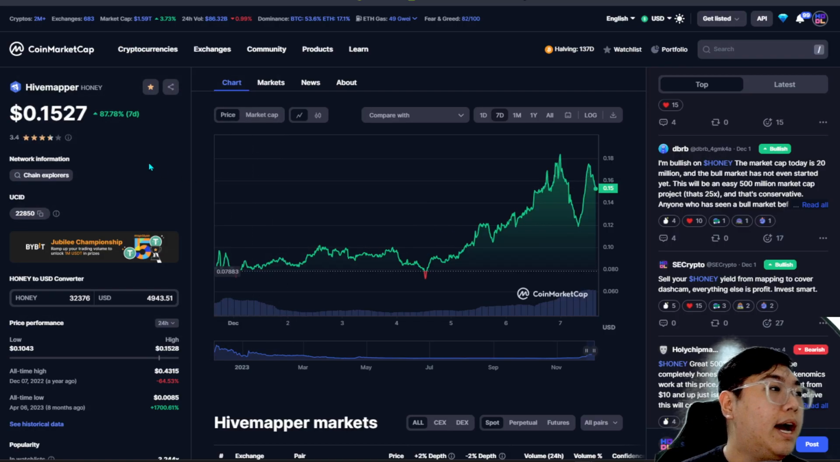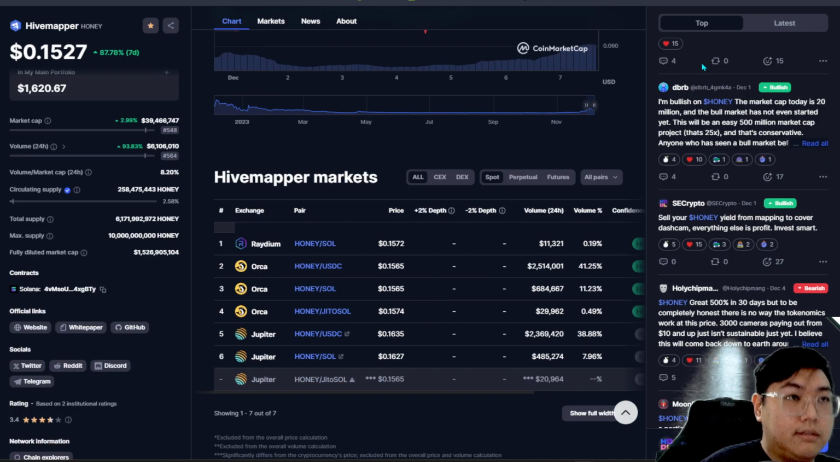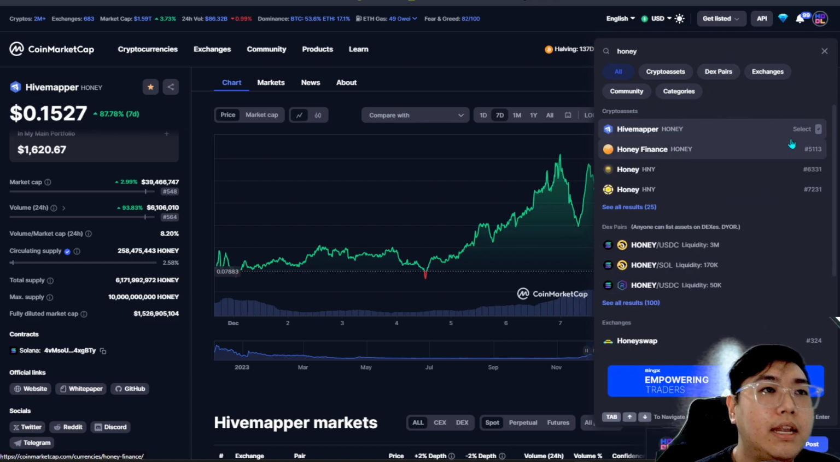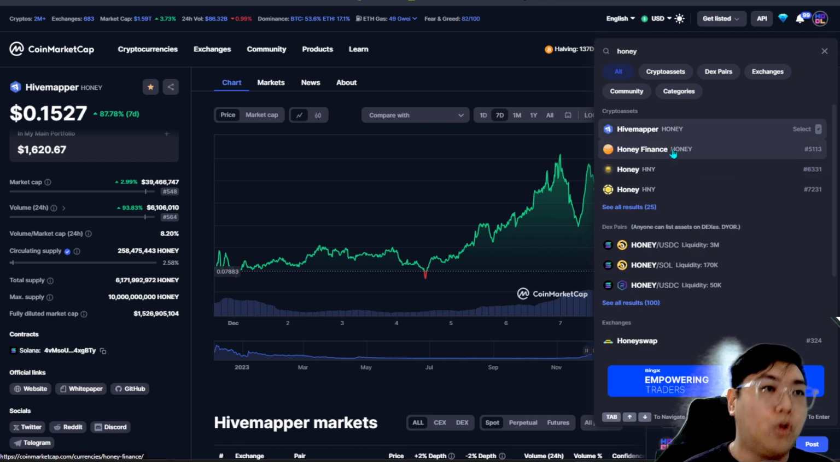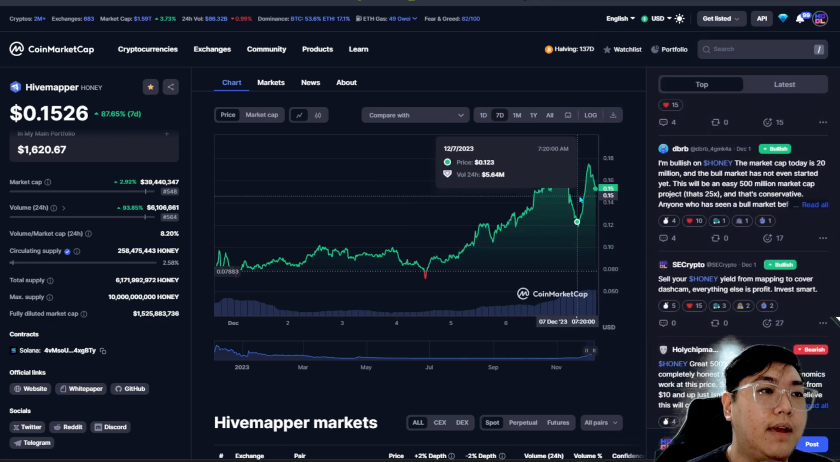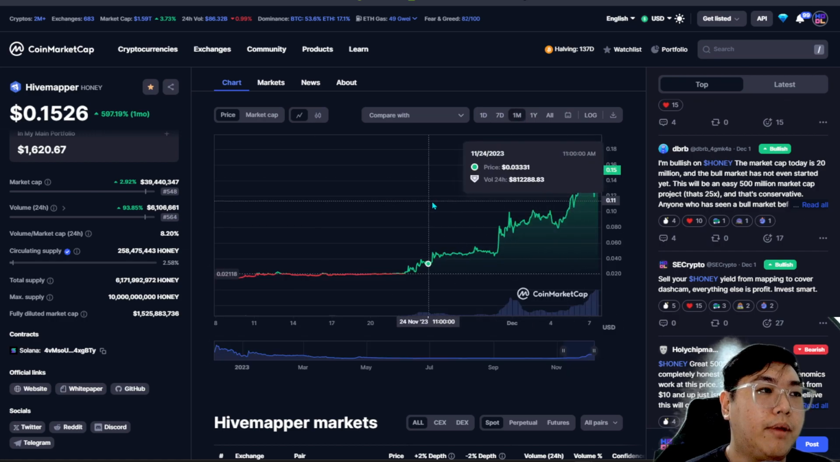But of course, as of today, Honey token itself is currently ranked, where is it? Can't really see the ranking, but I'm just gonna type it in. So here, Honey token itself is ranked 531 on CoinMarketCap. And of course, we can see that the value of Honey itself has been pumping over this 1 month period.